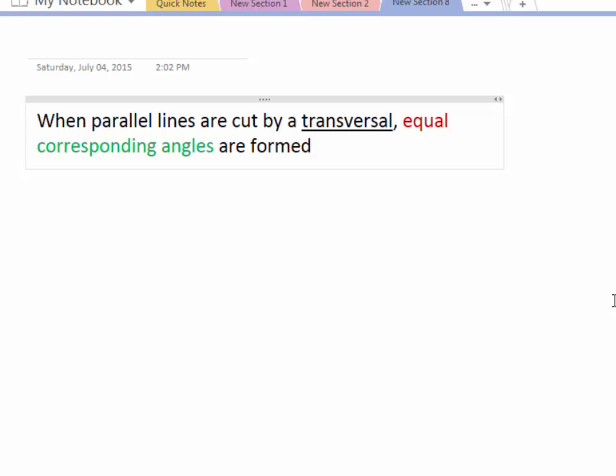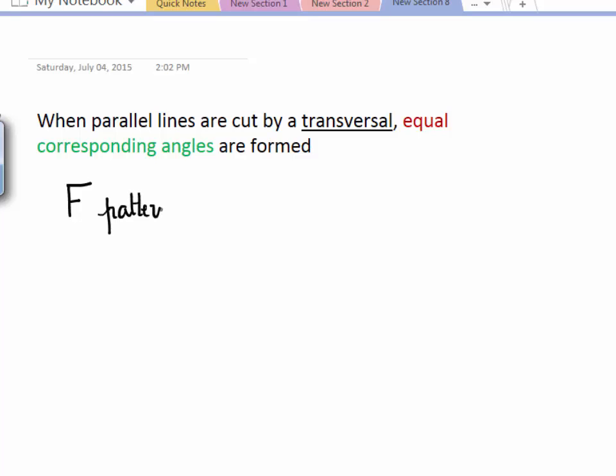They are saying when parallel lines are cut by a transversal, again equal corresponding angles are formed. Now I need to know, how can I see the corresponding angles? How can I figure out which angles are corresponding to each other? So in this case, we're gonna use the F pattern. And this F pattern could be with this shape, or this shape, or this shape, or this shape. They are all F pattern. So let's see how we can find it in the drawing.